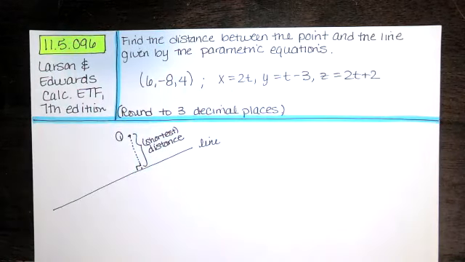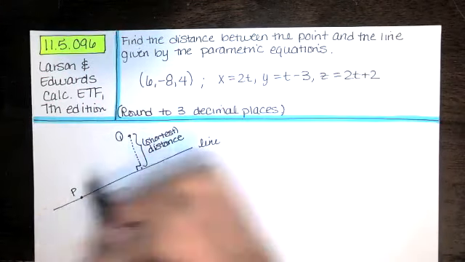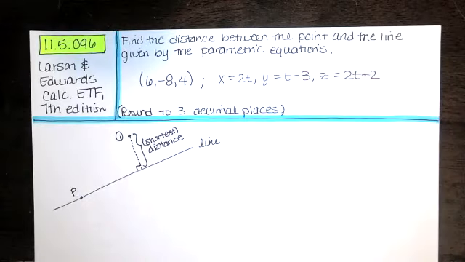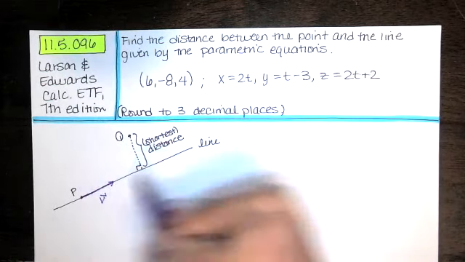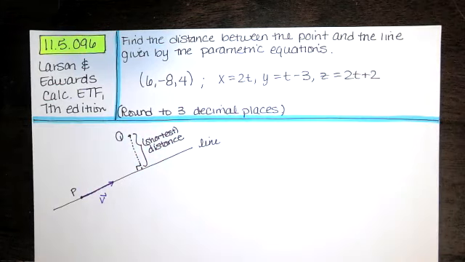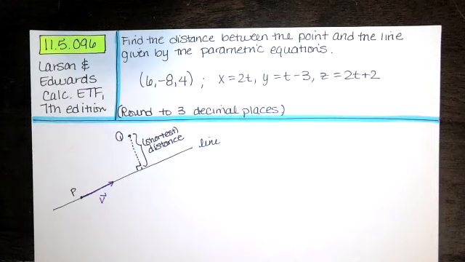Now this is actually relatively easy to find. If we have a point P on the line, and we can find a point P given these parametric equations, and we have the direction vector V of the line, we can also find that direction vector using these parametric equations. This is enough information for us to find that distance.